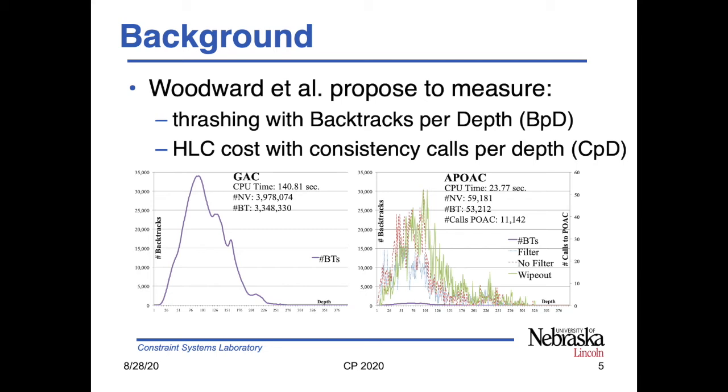Whether they were able to completely filter the values from the domain of a variable, thus causing a wipeout, whether they were only able to filter some values, or if they were able to filter no values at all and thus wasted the time of search on calling the higher level consistency.